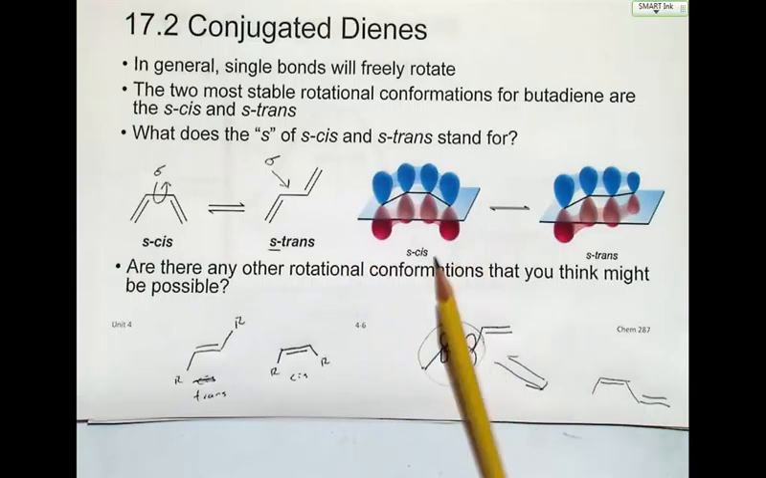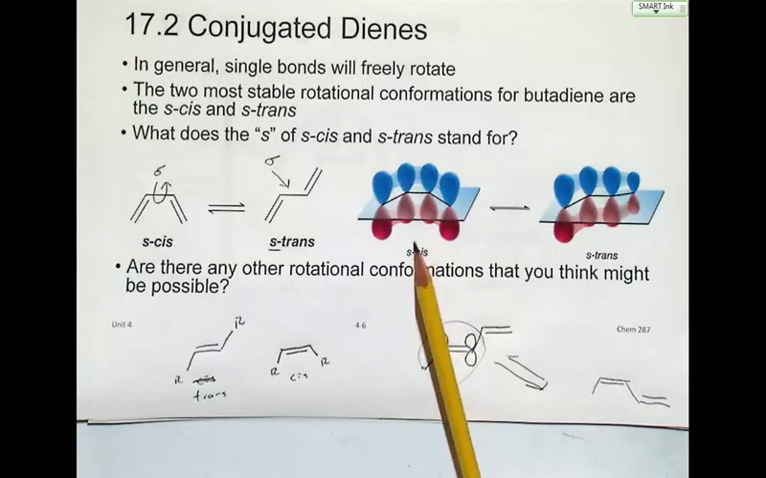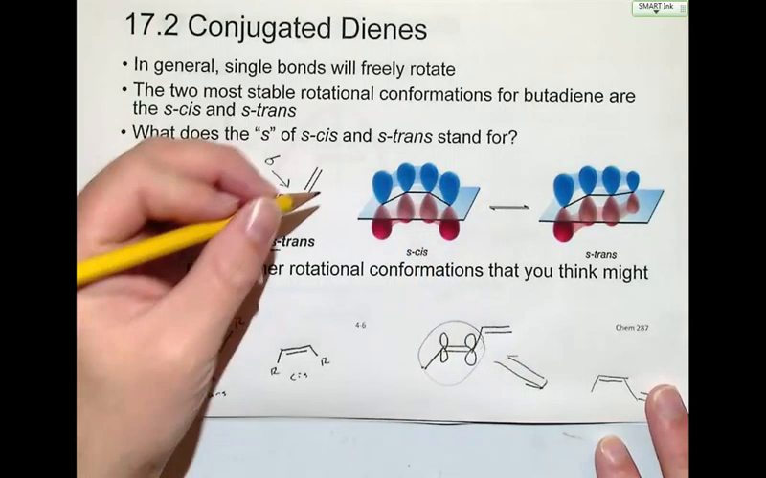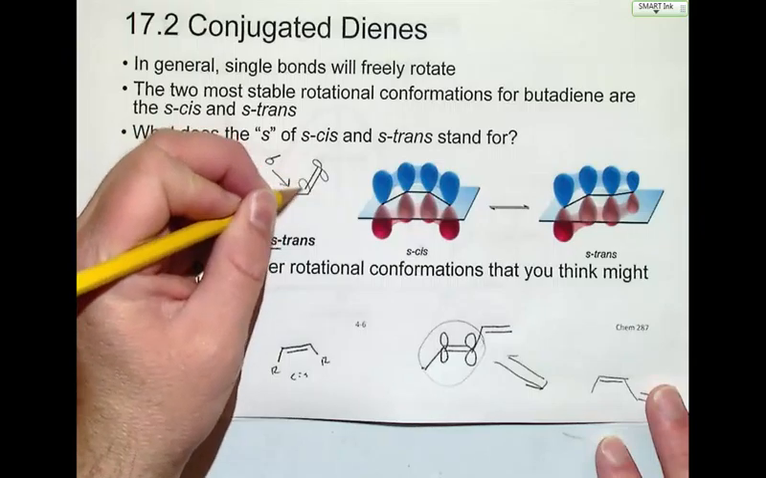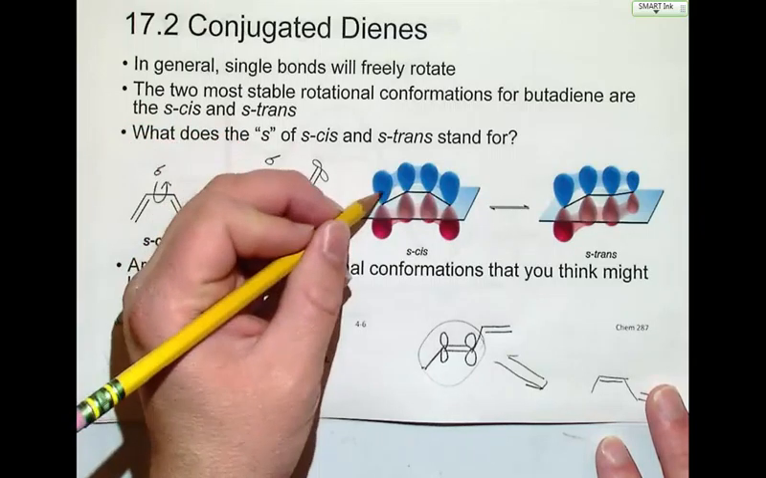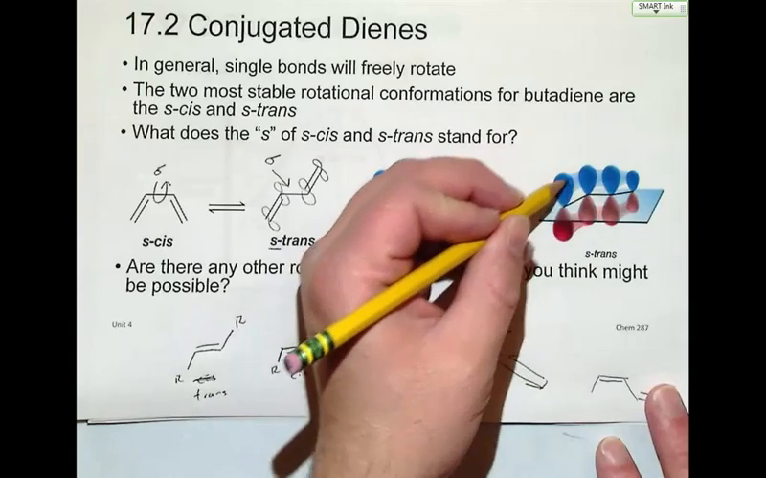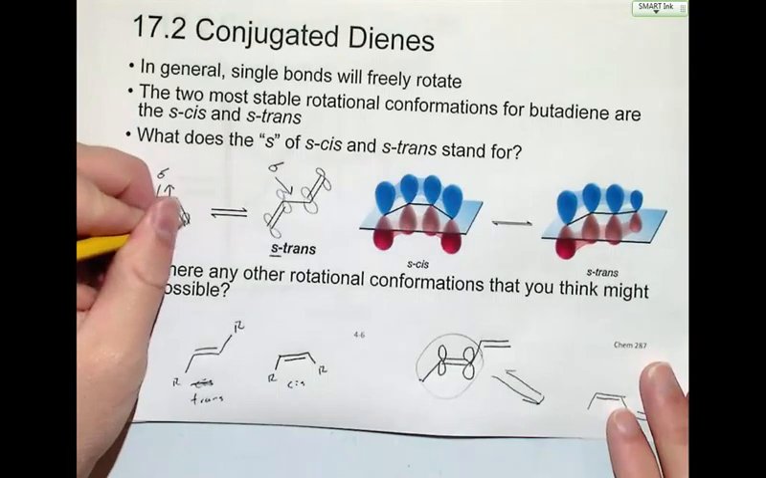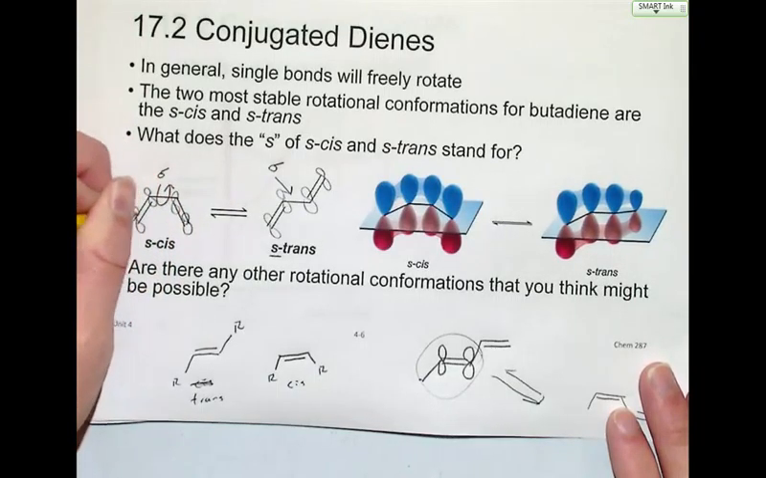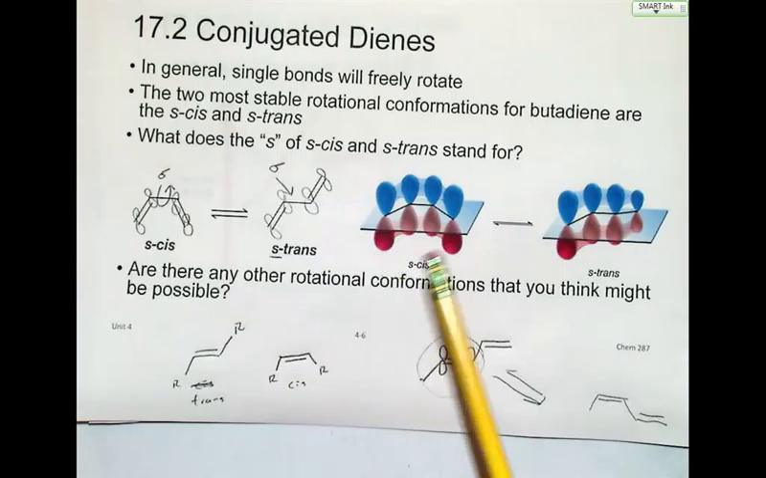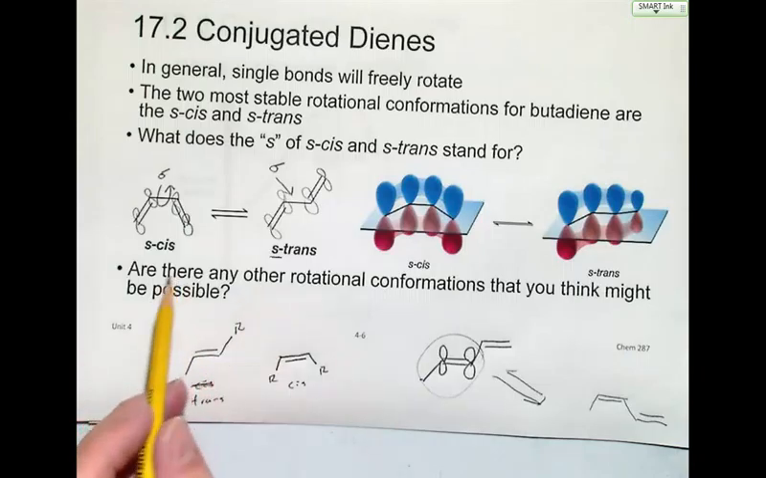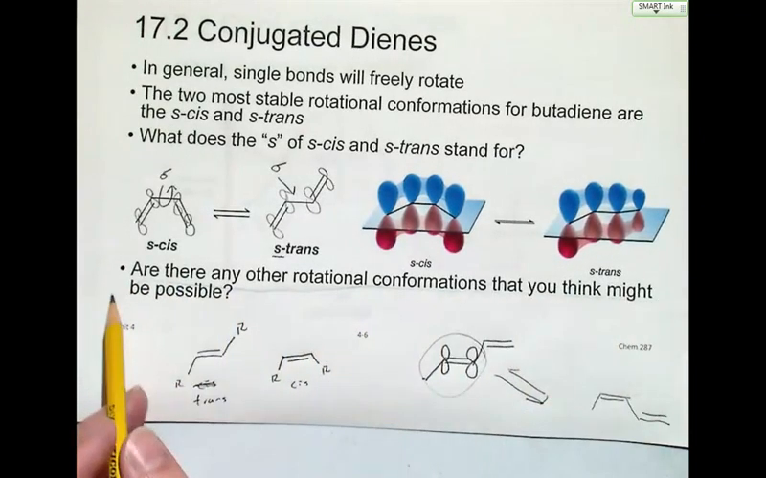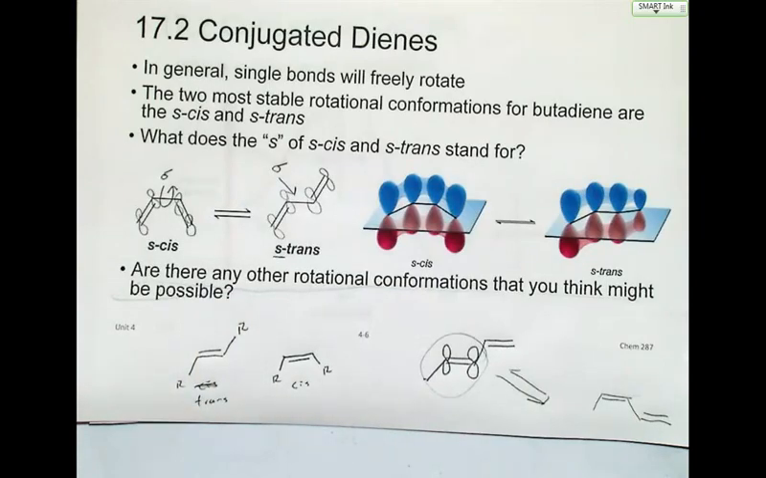And I wanted to show you the arrangement of the p orbitals in both cases for the ones I've drawn here. So if we put these on here, they can all line up like this. That's still conjugated, right? Because all the p orbitals are lined up with one another, like this, and this. Same thing here. They're all lined up, so the electrons can still delocalize. But I guess here's a good question: are there any other rotational conformations that might be possible? Are these the only two, or are there more?